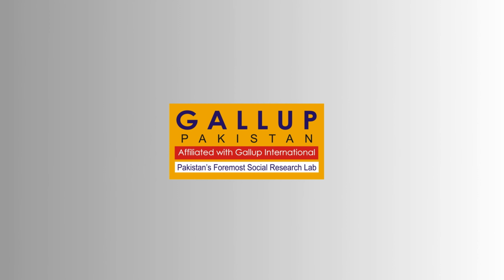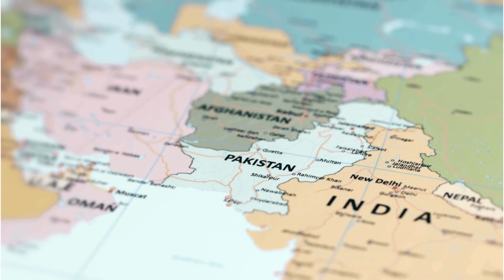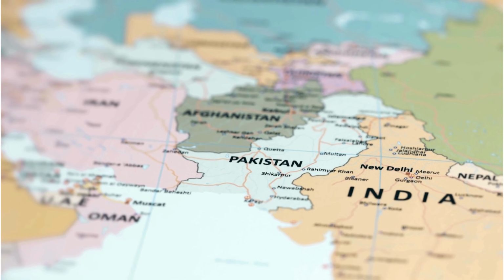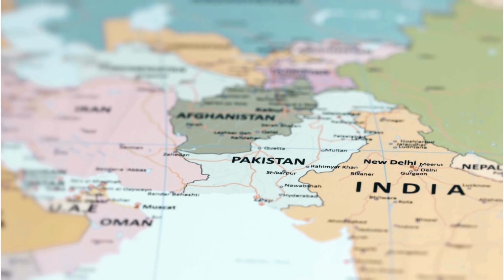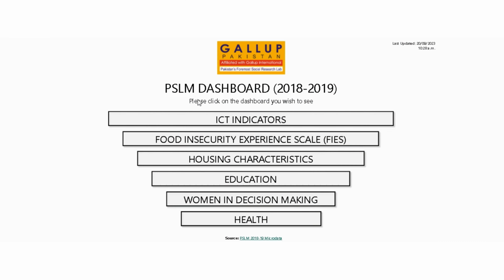Unlock the most comprehensive statistical analysis from the PSLM dashboard powered by Gallup Pakistan. One of the unique features of the PSLM dashboard is the GIS mapping for each indicator. The first dashboard of its kind to provide district-level GIS mapping of PSLM indicators. The PSLM dashboard contains 6 indicators: ICT indicators, food insecurity experience scale, housing characteristics, education, women in decision-making and health.